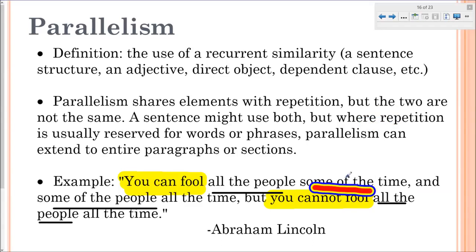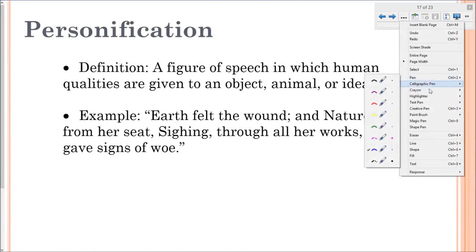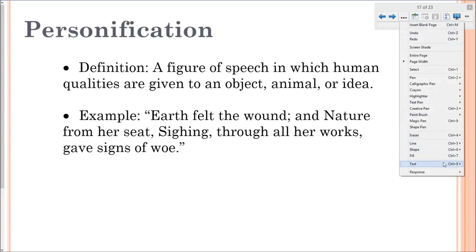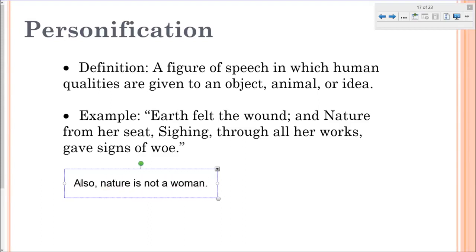Personification, real simple one, not one that we normally have trouble with. It's just a figure of speech in which human qualities are given to an object, animal, or idea. In our example here, Earth felt the wound, and nature from her seat, sighing through all her works, gave signs of woe. Earth, of course, does not feel wounds. Nature does not have a chair that she sits in, nor does she sigh, nor does she do works, and of course she's not going to give signs of woe, a distinctly human emotion.